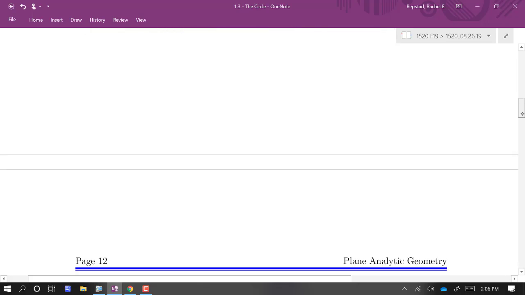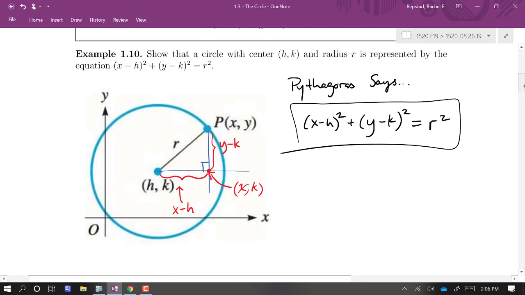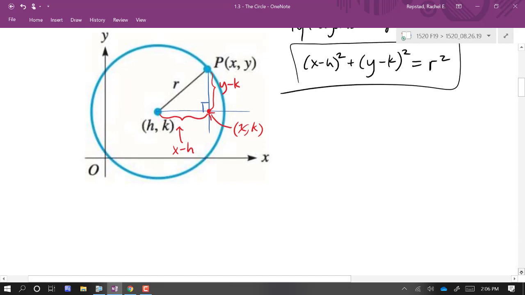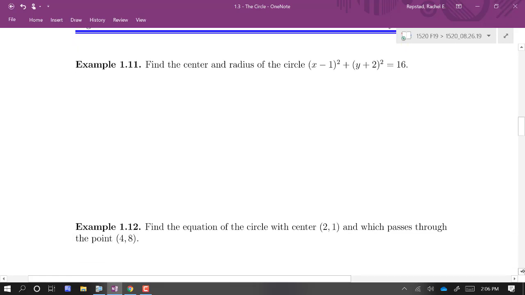This is us just seeing with our own eyes why the standard form of an equation of a circle looks like this. So the standard form is awesome because there's information that I can get about the circle right from the equation while doing very little work.